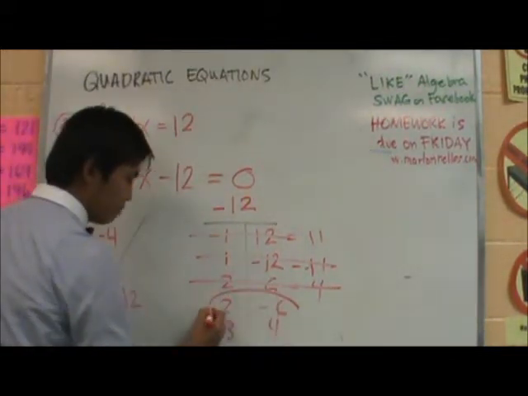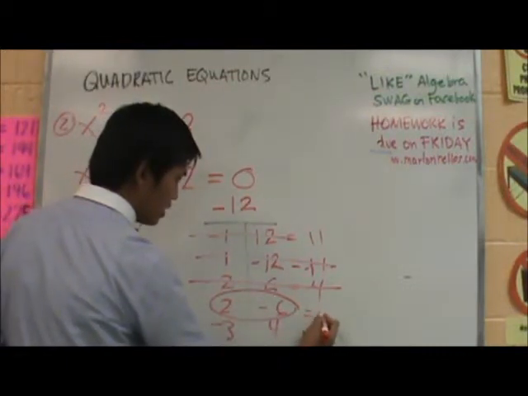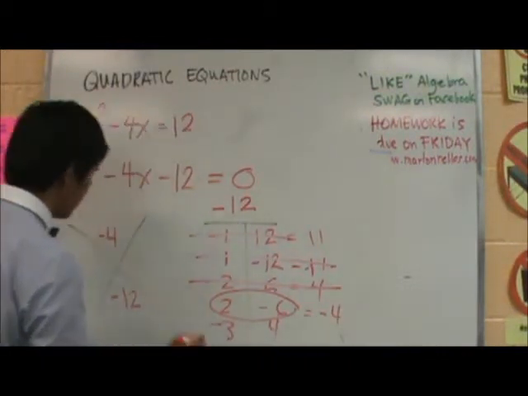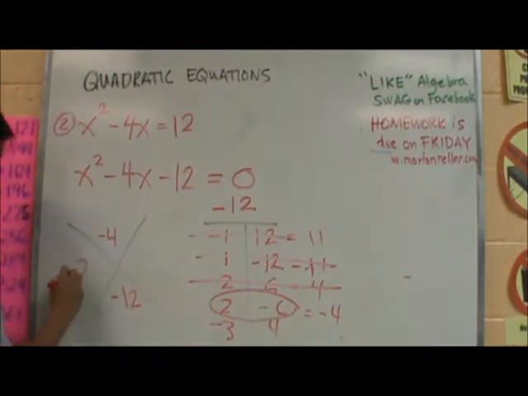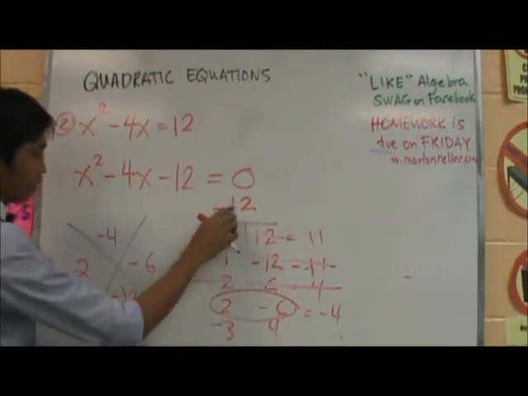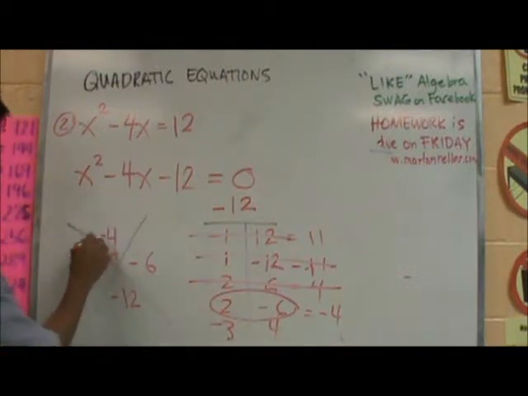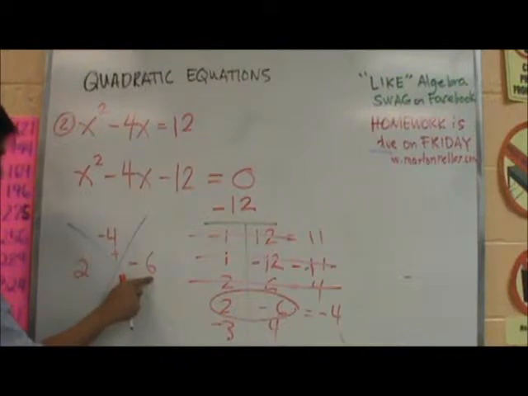And 2 minus 6, or 2 plus -6, is equal to -4. Okay, so here we got 2 and -6. Again, our objective was to find the factors of -12 so that when we add them, we can get -4. So let's try. 2 plus -6 is -4. 2 times -6 is -12.